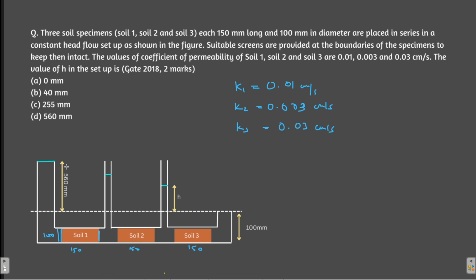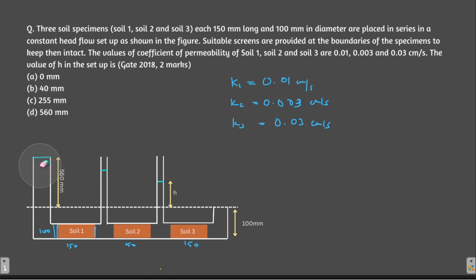Now what's given to us? See, the initial height of the water, or the initial head of water you can say, is 560 millimeter. Here it is given as the final head of water. So the initial head from this line is given to you, and the final head, 100 mm, from this line is given to you.